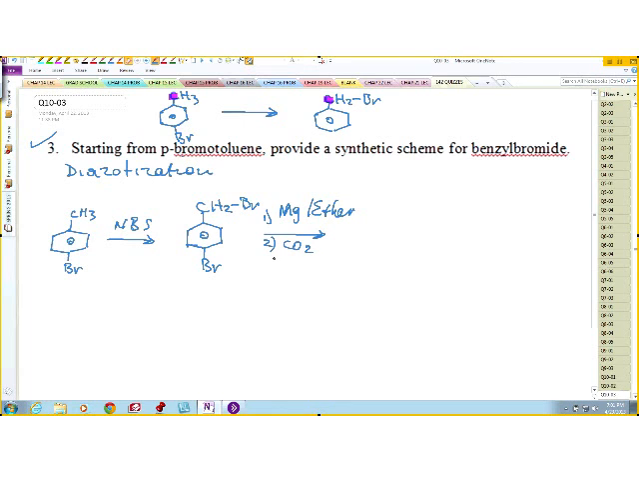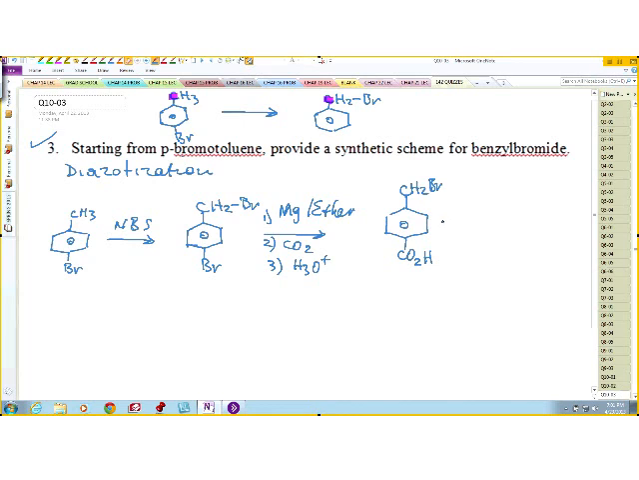Okay, carbon dioxide. Where do you want to go with this? Okay, because this will give us this here. Now you form carbon dioxide. I mean, we form the carboxylic acid. Okay, now we've done that. Next step.